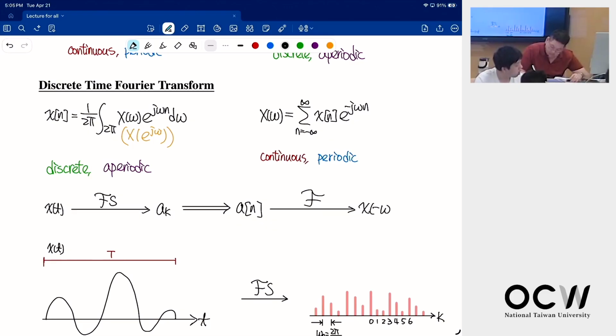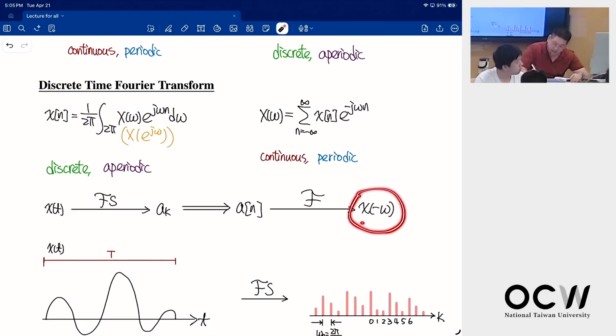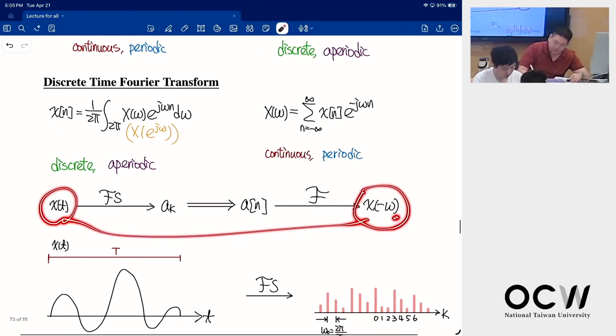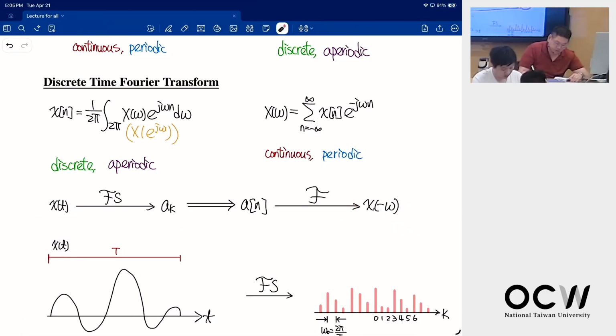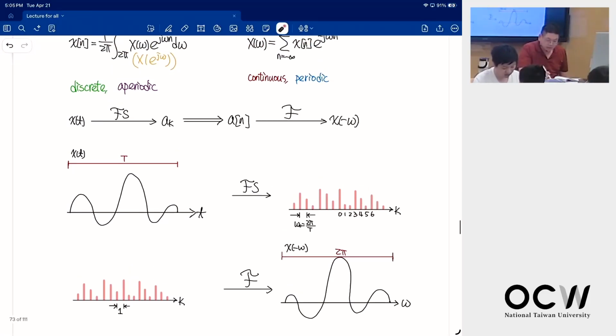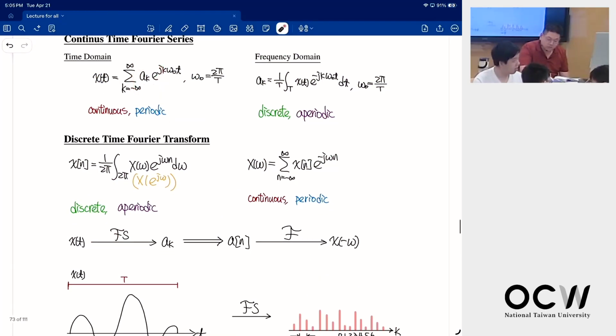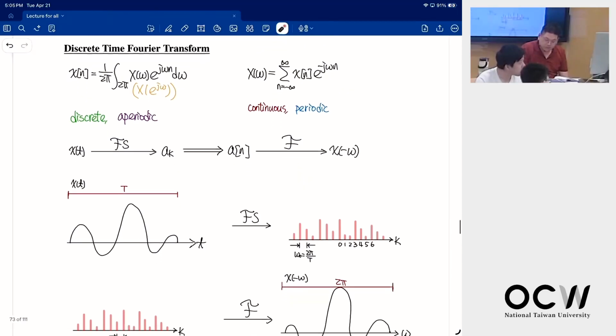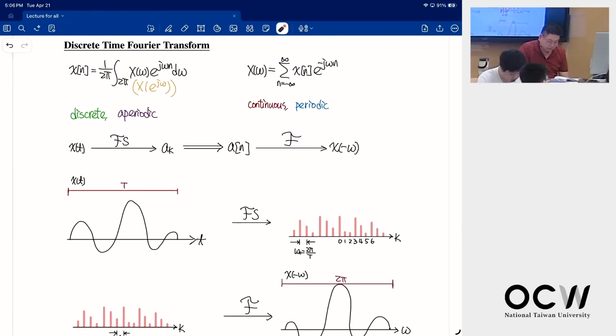And actually I will get back to our original signal, but in frequency, and I reverse. For example, this is a continuous time signal. So I take the Fourier series. When I take the Fourier series, now I get what? The coefficients. Those coefficients are discrete and aperiodic. And you can see that the width is 2 pi over T.